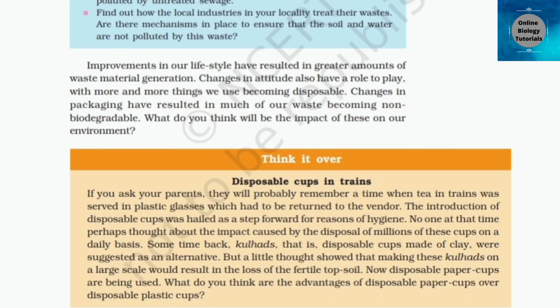Some time back, kulhads, that is, disposable cups made of clay, were suggested as an alternative. But a little thought showed that making these kulhads on a large scale would result in the loss of the fertile topsoil. Now disposable paper cups are being used. What do you think are the advantages of disposable paper cups over disposable plastic cups?